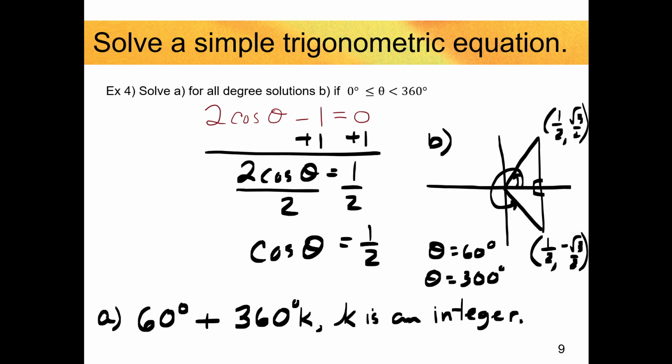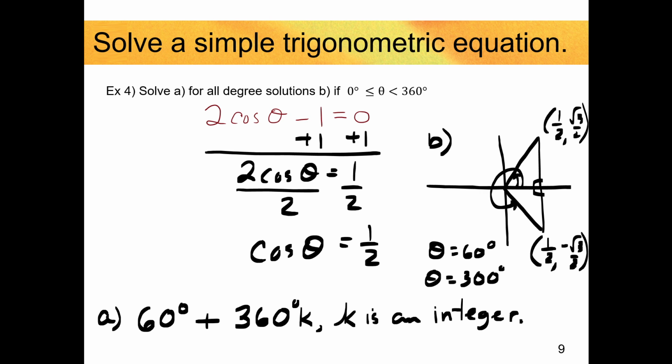So notice, if k is 0, we get ourselves 60 degrees. Are we good? If k is 1, what degree are we sitting at? 420. Yeah, it's just one loop around the circle, and then 60 more. Cool. Okay, we found the 60.